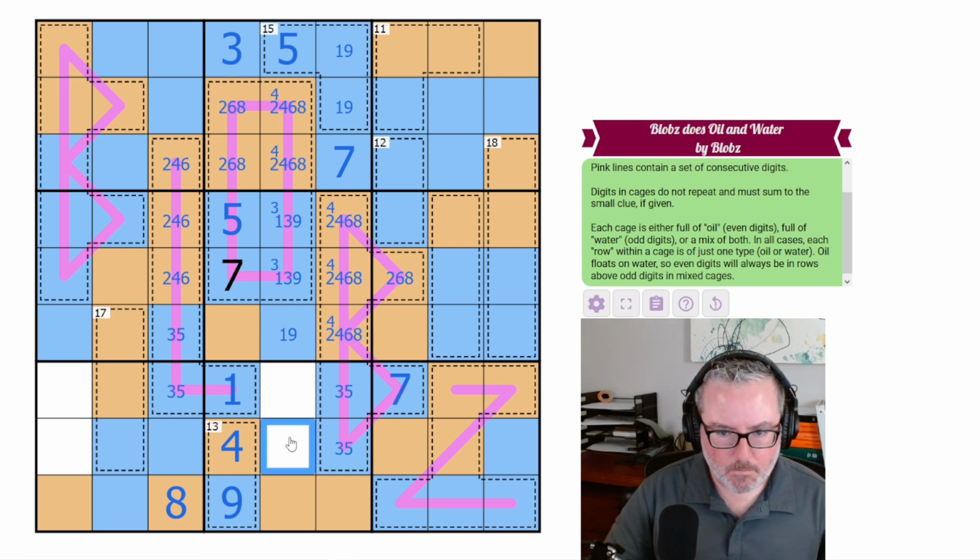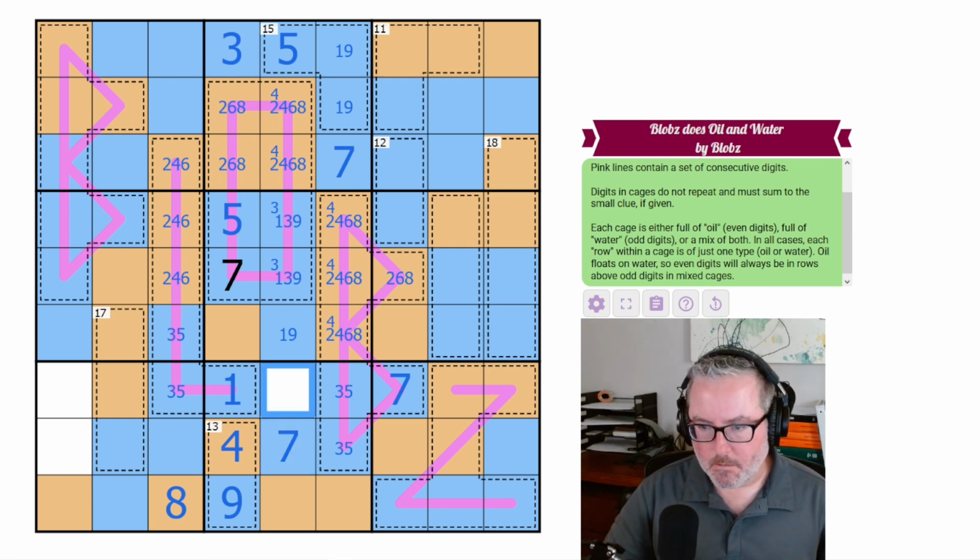Okay. So one of these has to be a 7, and it can't be this one. So this is our water 7, which means now we can say these are oil, water, oil, and we've finally gotten that sorted out. This is a given now as a 9. It's all that's left in this row.